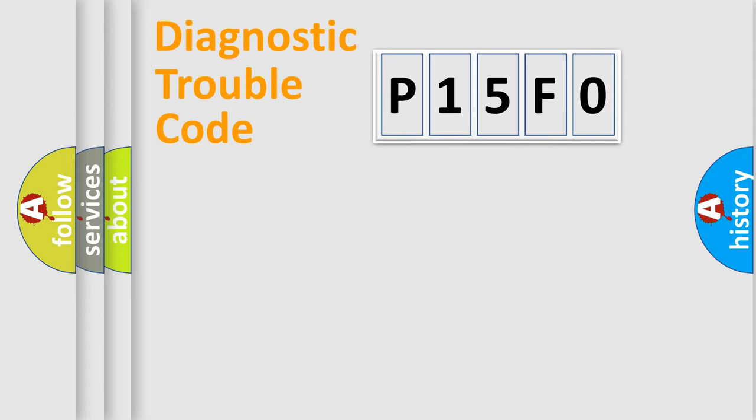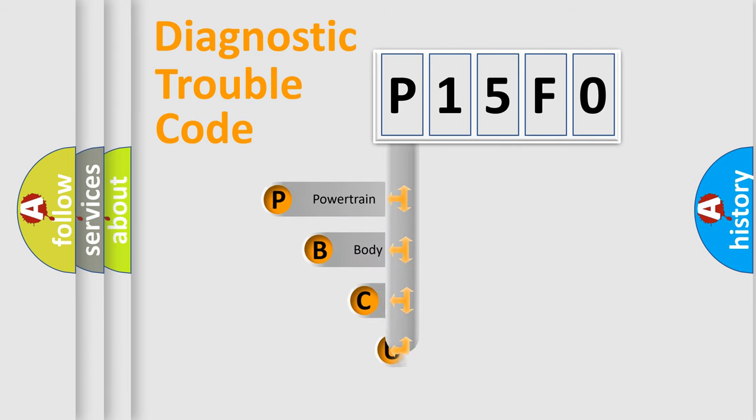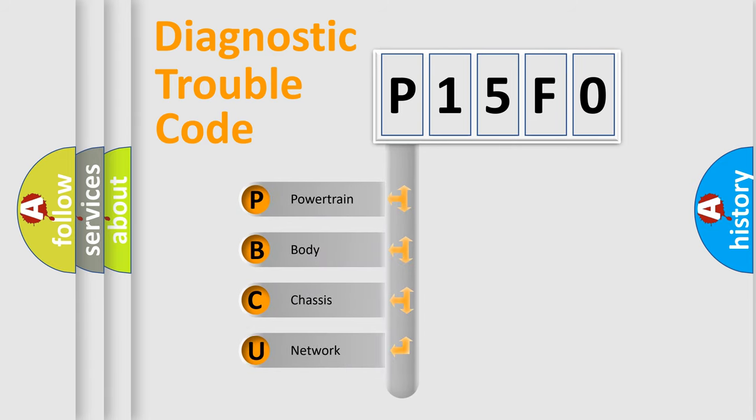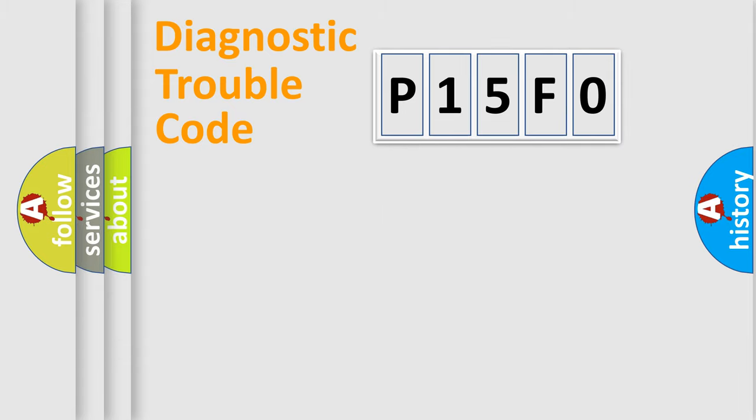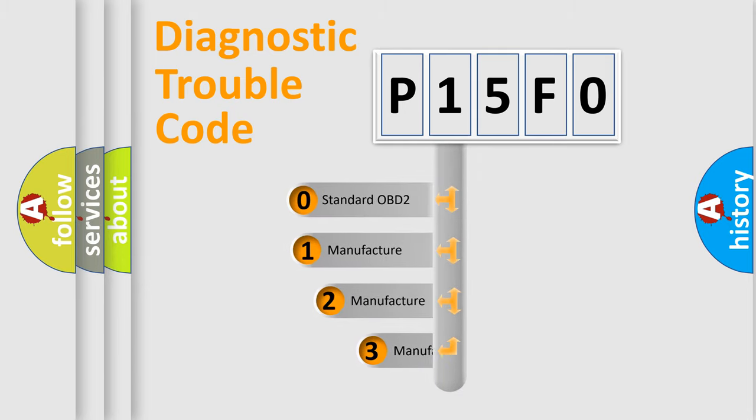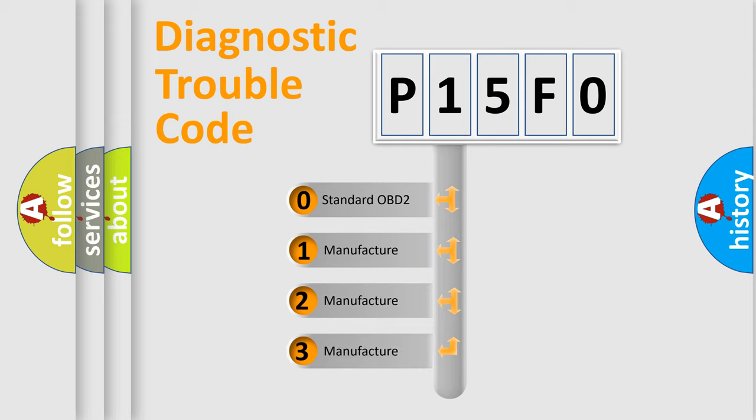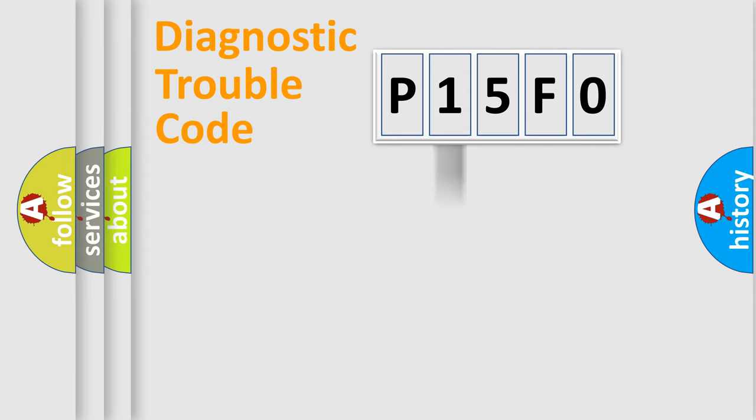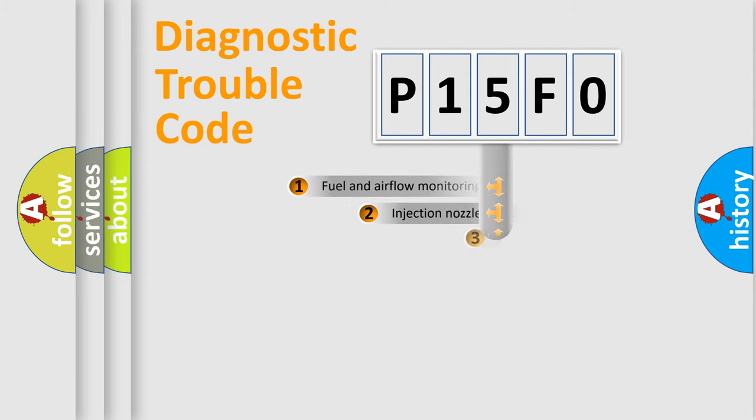Let's do this. First, let's look at the history of diagnostic fault code composition according to the OBD2 protocol, which is unified for all automakers since 2000. We divide the electric system of an automobile into the four basic units: powertrain, body, chassis, network. This distribution is defined in the first character of the code. If the second character is zero, it is a standardized error. In the case of the numbers 1, 2, 3, it is a more specific expression of a car-specific error.